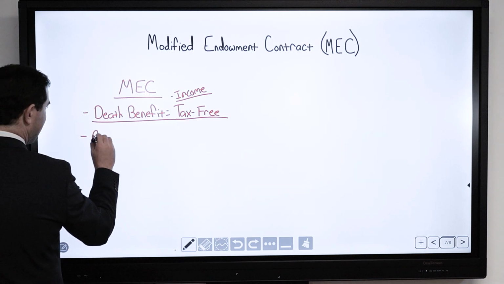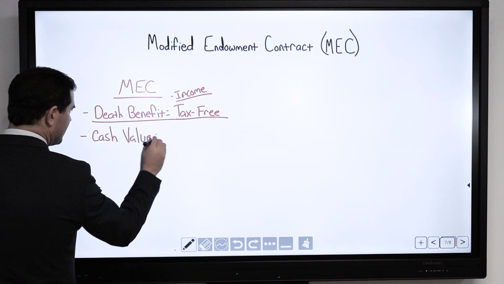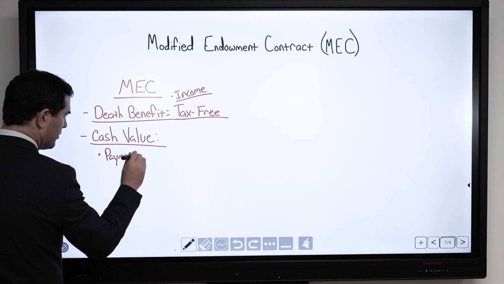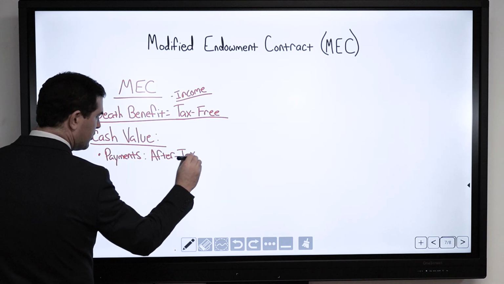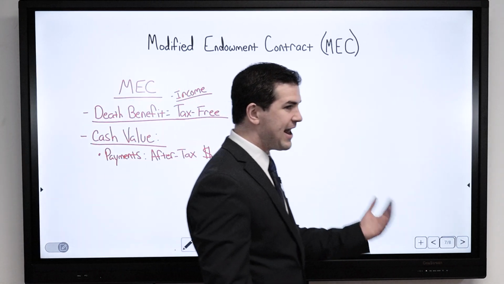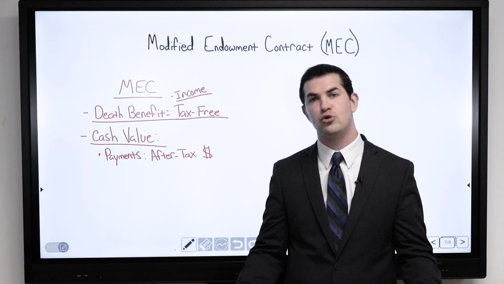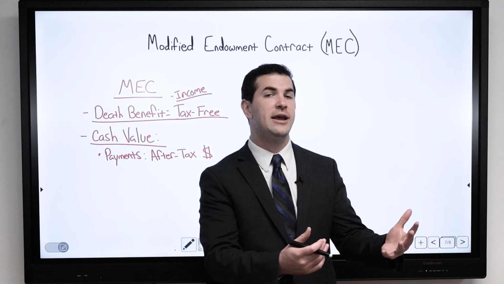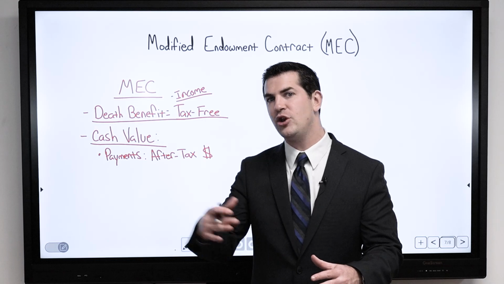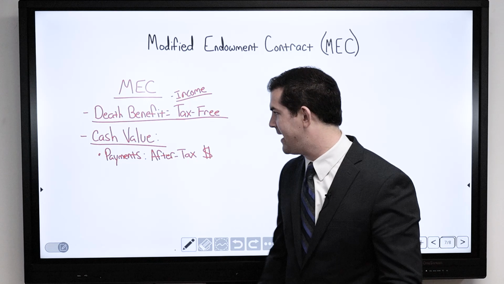Now, when it comes to the cash value, here's what I've got to be aware of, because this is where it's different. One, payments are still made with after-tax dollars. So just like a traditional non-MEC life insurance policy, when I make a payment, it is made with after-tax dollars. This would be similar to that of a Roth account in the sense that I am not able to deduct my premium payments. Money I've paid into a policy is paid with after-tax dollars, i.e. money I've already paid income tax on.